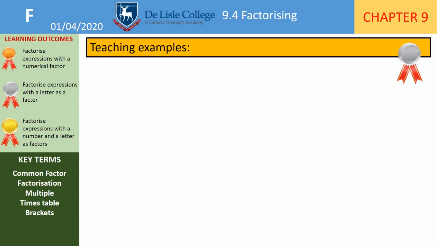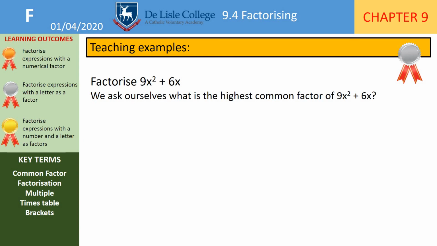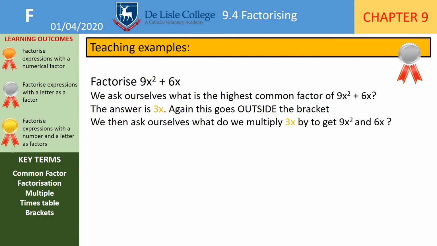You might want to write these teaching examples down. So, factorise 9x squared plus 6x. We ask ourselves what's the highest common factor of 9x squared and 6x. Here the answer is 3x, and that goes outside the brackets. We ask ourselves what we multiply the 3x by to give us 9x squared and 6x.